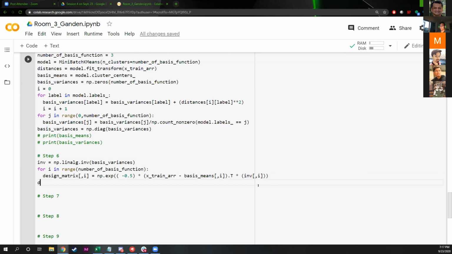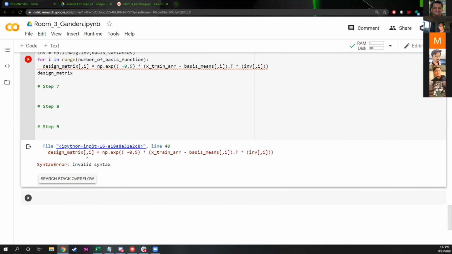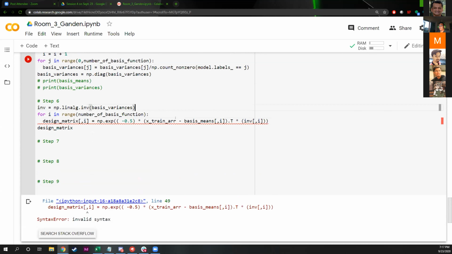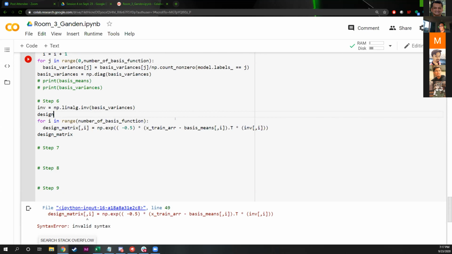And do you want me to print this one out? Yeah. And just increase the I in the for loop. Not required. Okay. But it will throw an invalid syntax error. Yeah. So declare a design matrix. Should I use np dot zeros, np dot array, or whatever? You can just see the syntax from above, np dot array.